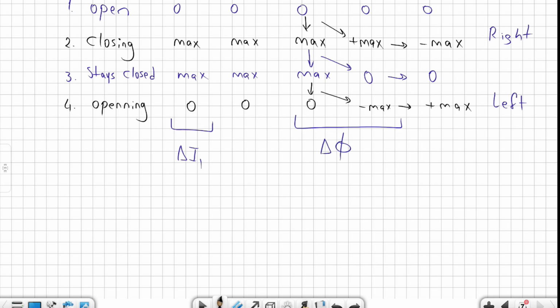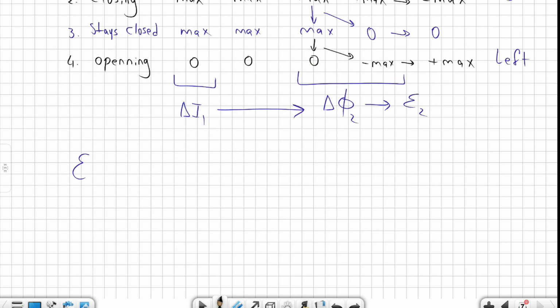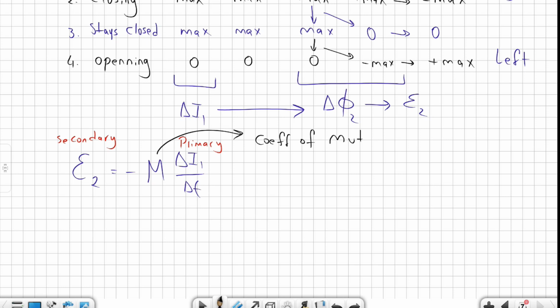So we can clearly say that whenever we have a change in the current in the primary coil, there will be a change in the flux that happens in the secondary coil. Since we have a change in the flux in the secondary coil, we will have an induced EMF in the secondary coil, and we can write the equation as E2 is equal to minus M, change in the current 1 divided by delta time. Remember that the change in the current happens in the primary, and the induced EMF is produced or induced in the secondary coil, and M is called the coefficient of mutual induction, or simply mutual inductance.